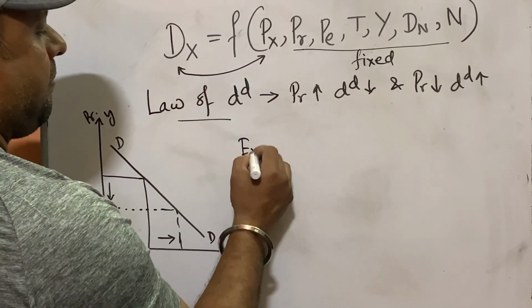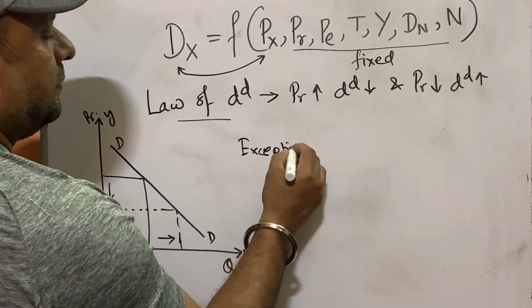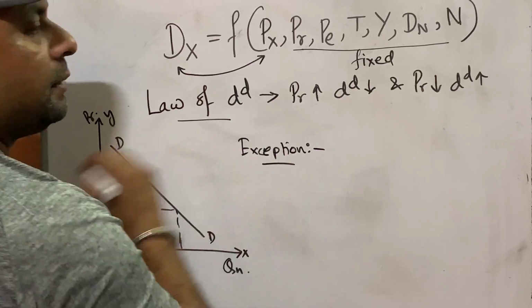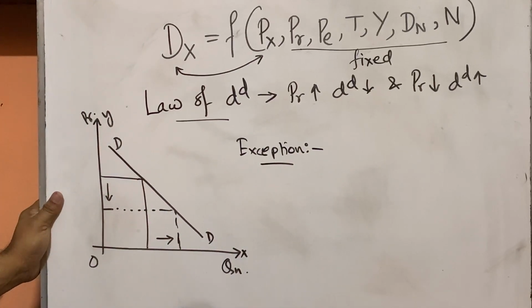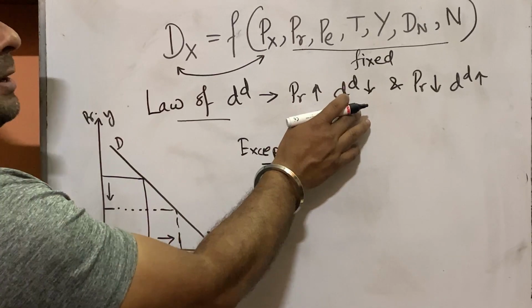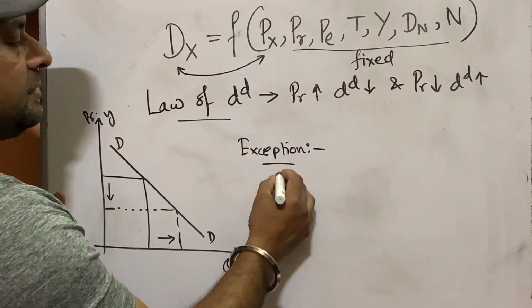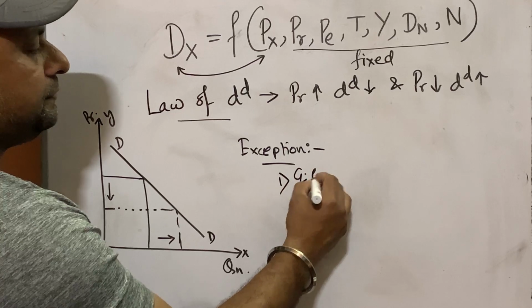Now the exceptions, where the law does not hold. The law of demand stands for normal goods. In general, this is the law of demand. But a lot of exceptions are there. The first exception is Giffen good.